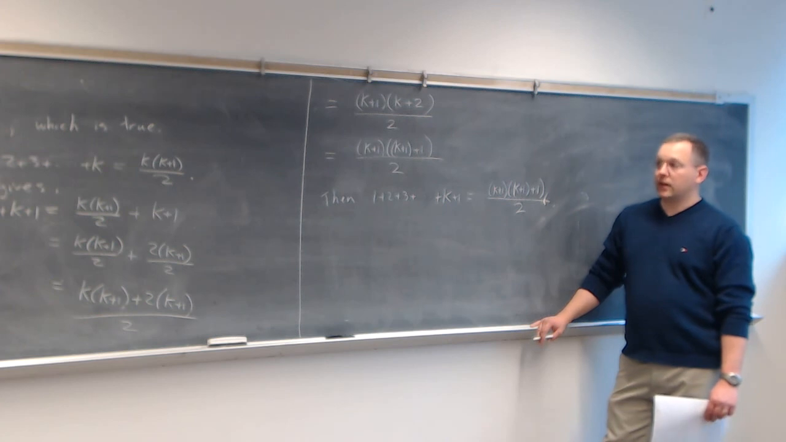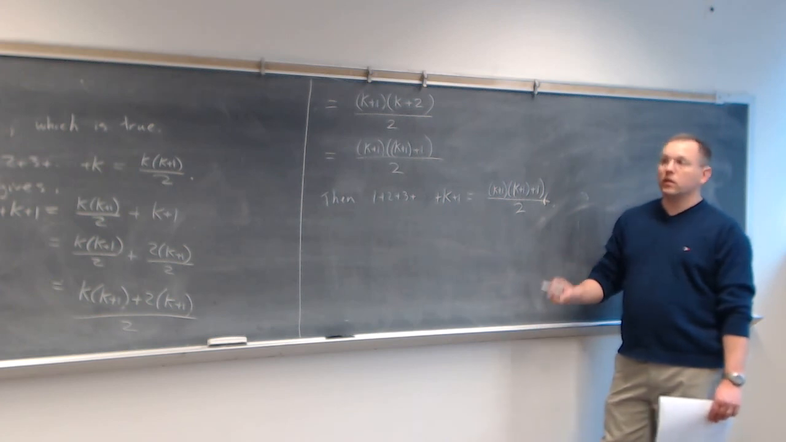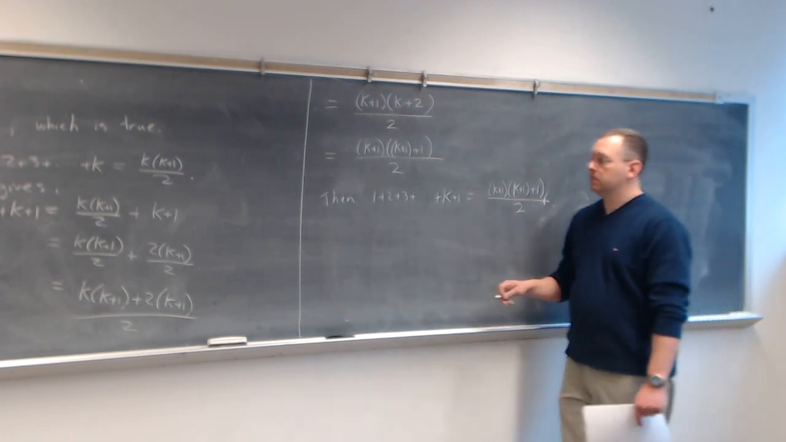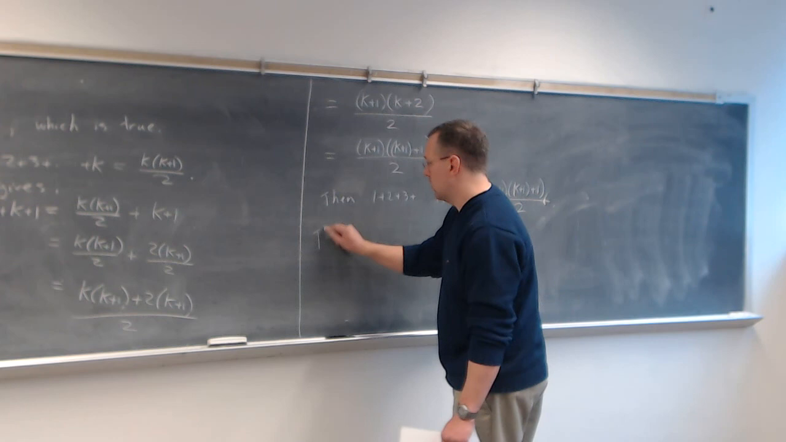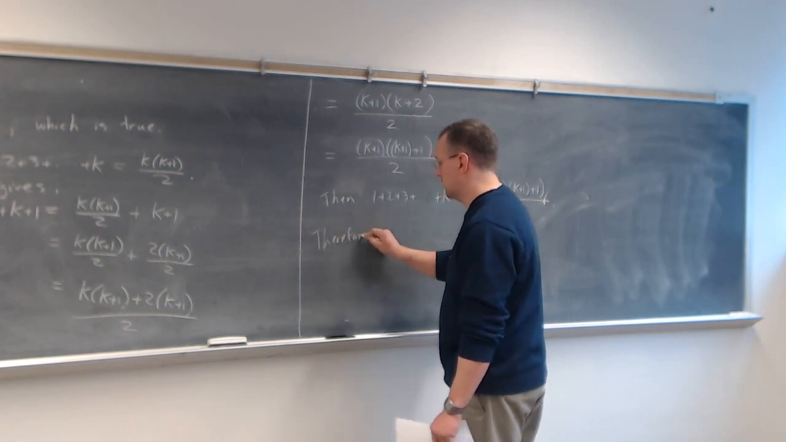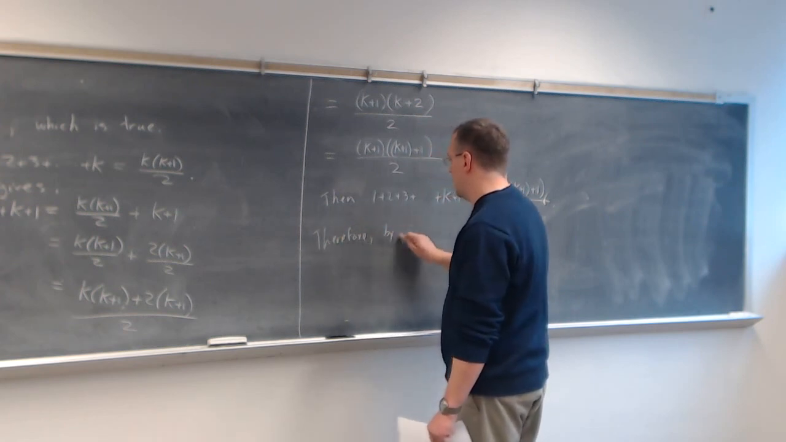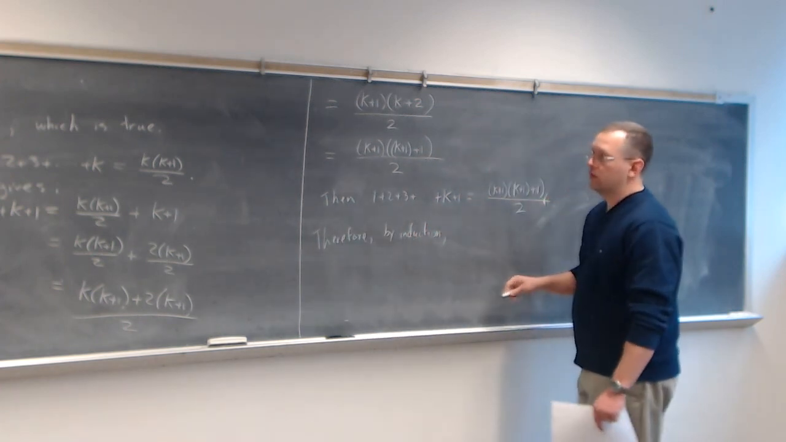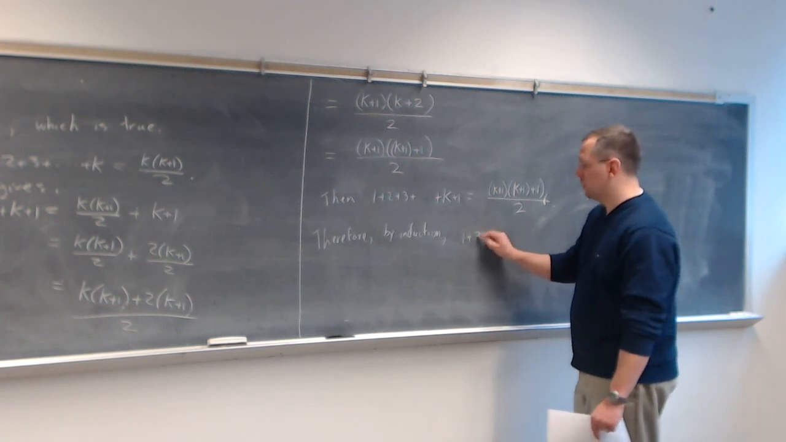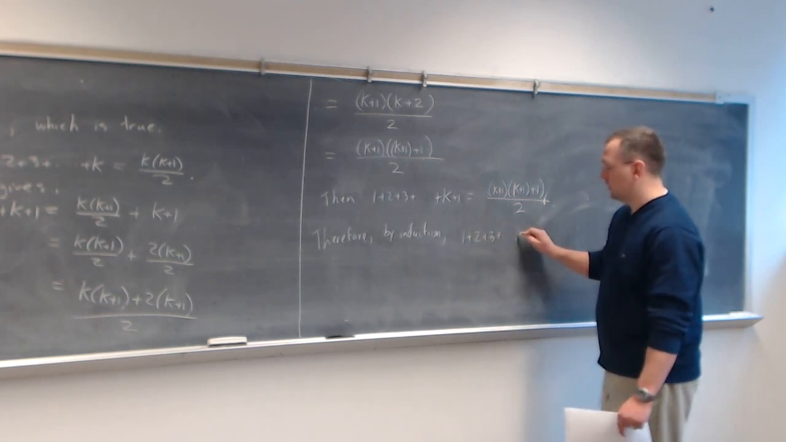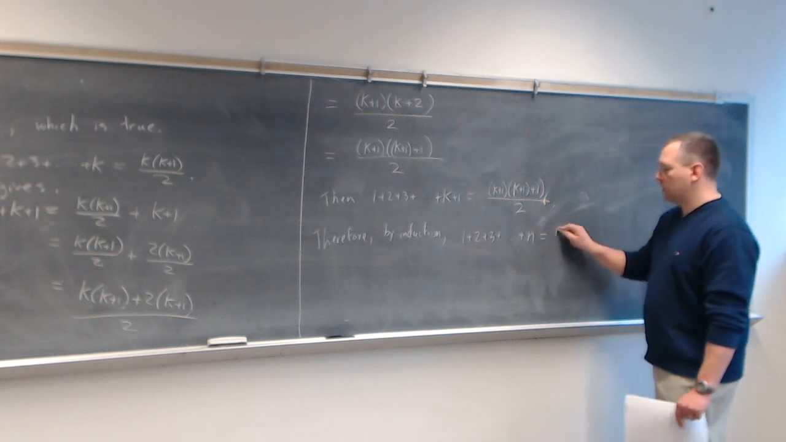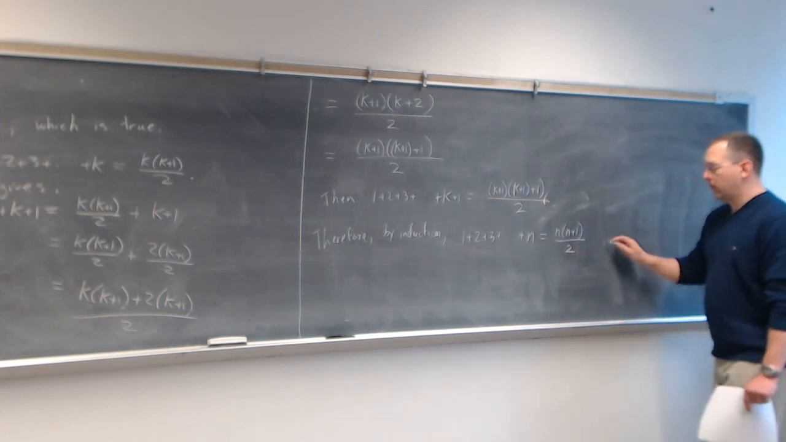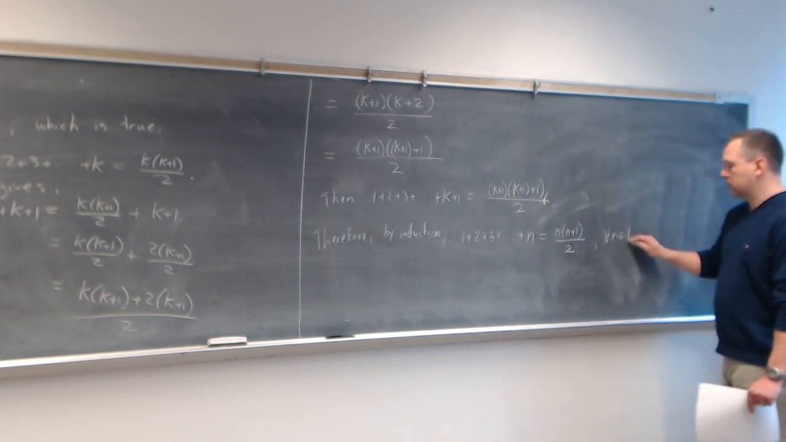Okay, so I'm done with my inductive step. We showed it's true for n equals 1. We showed that if it's true for any k, then it's also true for the next k, k plus 1. So therefore, by induction, the same is true for all n. So 1 plus 2 plus 3 plus ... plus n equals n times n plus 1 all over 2 for all natural numbers.